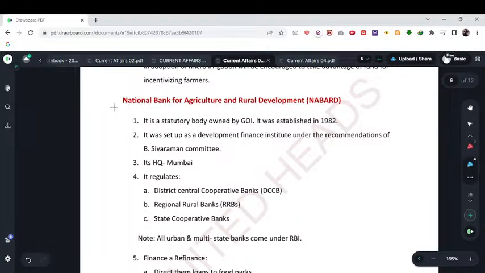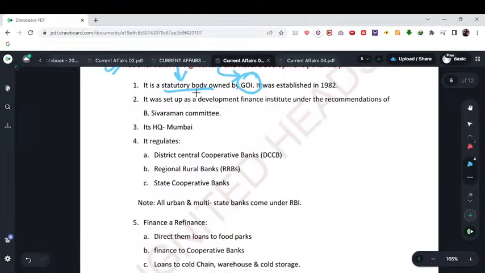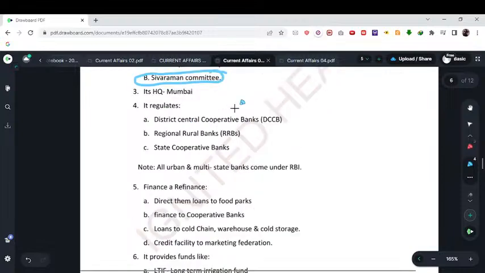Now we'll study about NABARD. It is a statutory body owned by the Government of India. So NABARD is owned by Government of India. It is a statutory body, not a constitutional body. It was established under the recommendation of B. Sivaraman Committee. Headquarters is in Mumbai. And what it regulates: the district central cooperative bank, the regional rural bank, and state cooperative bank.